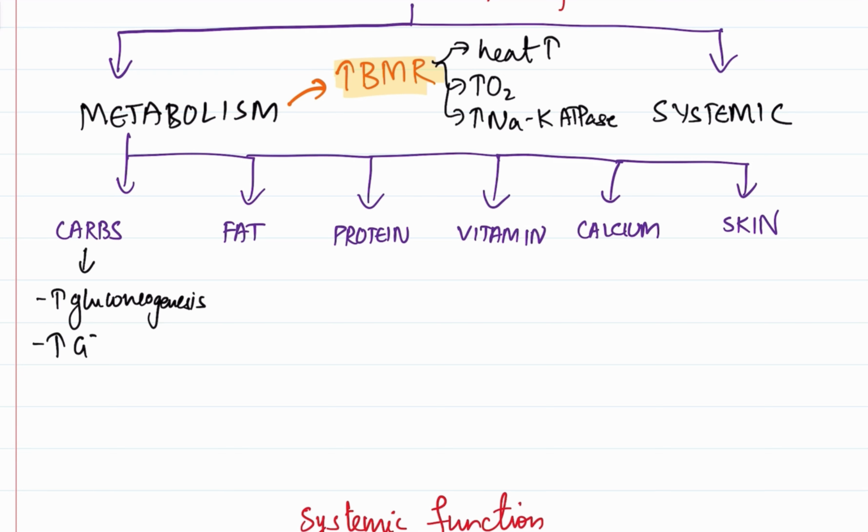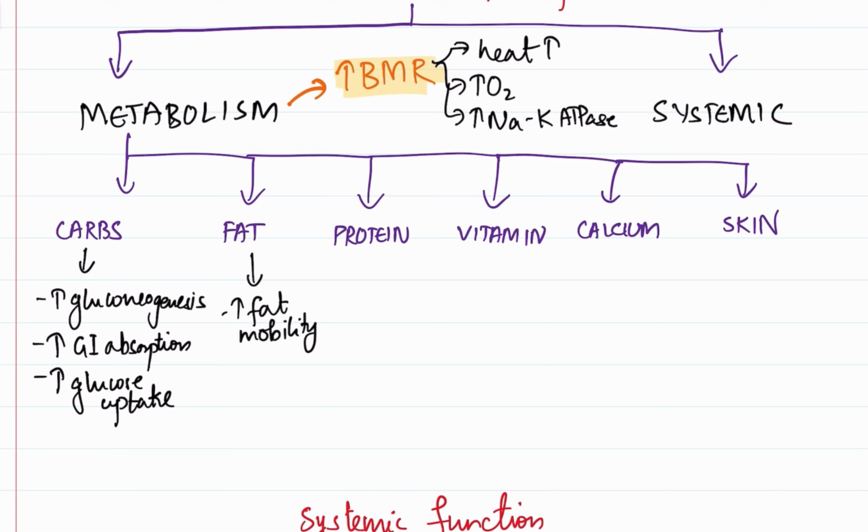Gluconeogenesis is enhanced. They will increase the GI absorption of glucose, and they will also increase the glucose uptake. Now coming to the fat metabolism. It increases the fat mobilization from the adipose tissue, and thereby the free fatty acid concentration is increased in the plasma, and then it increases the fatty acid oxidation.